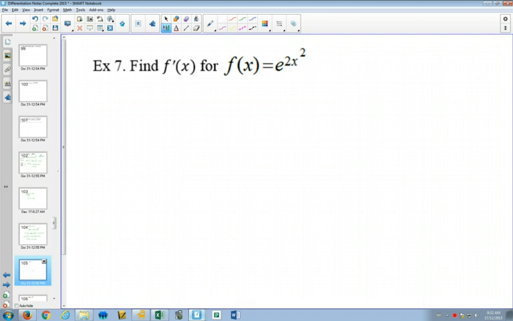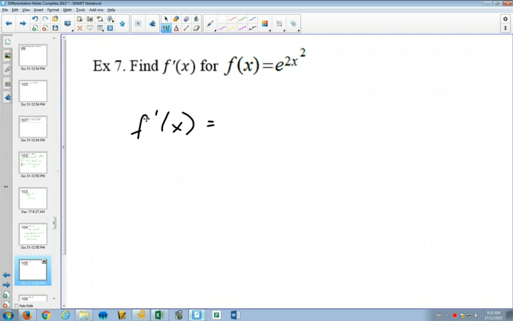So if we look at this one and we say the 2x squared is inside of the e to the x function, then our outside function is the e to the x. What is the derivative of e to the x? It's that complicated one. Do you remember it? It's really long. It's e to the x. Excellent.